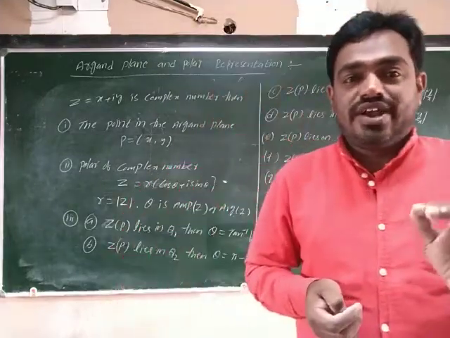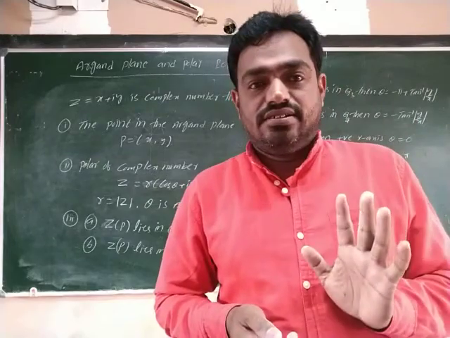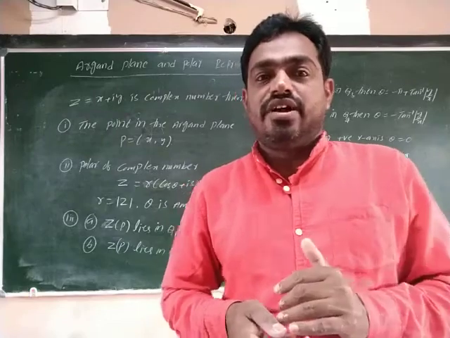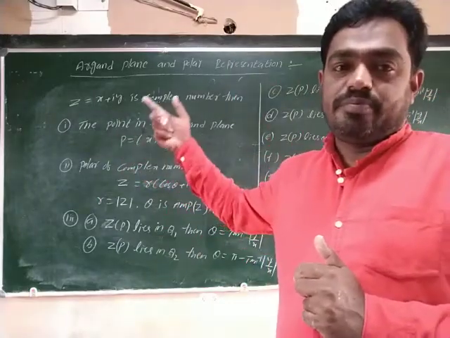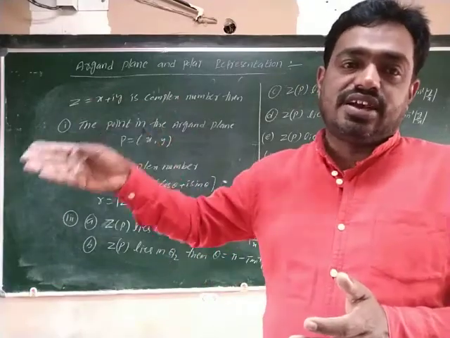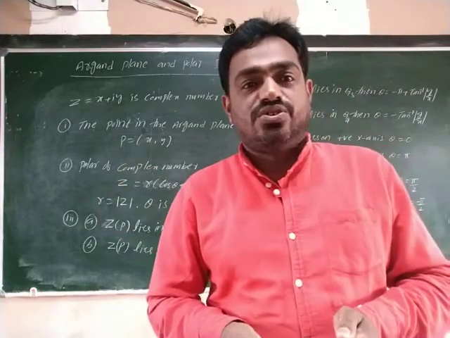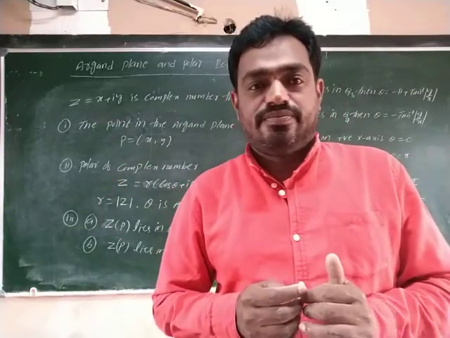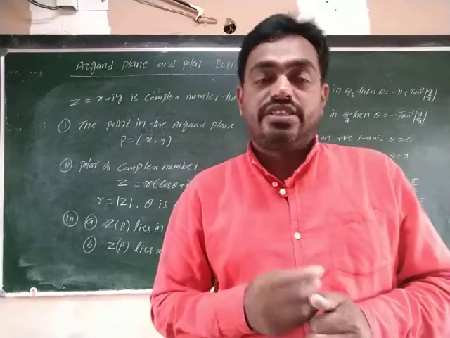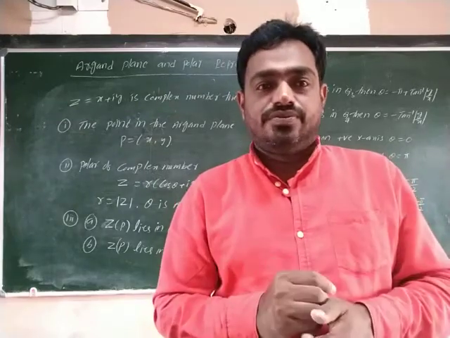So what is the theta formula? It depends on the quadrant. Why does it depend on the quadrant? Already I explained: if the point P lies in the first quadrant we get one angle, in the second quadrant a different angle, in the third and fourth quadrants also, and on the axes also we get different angles. So depending on the point P, the complex number, we get different amplitudes.